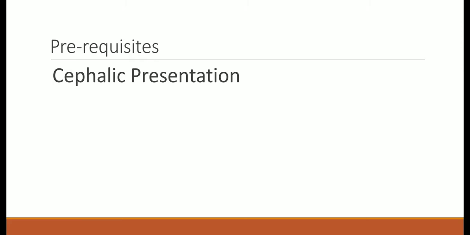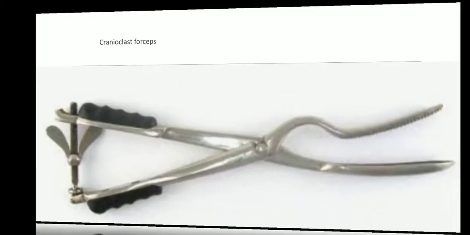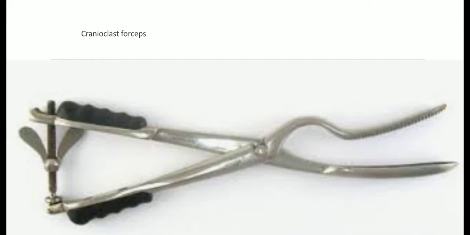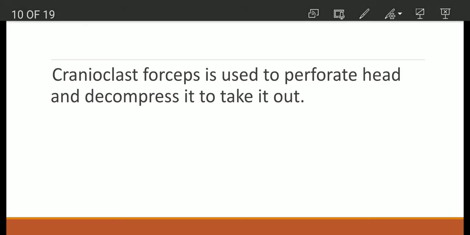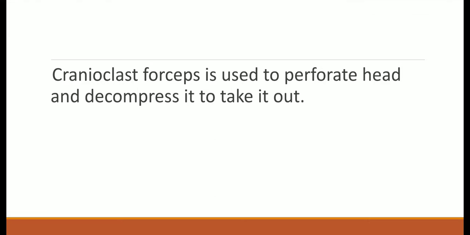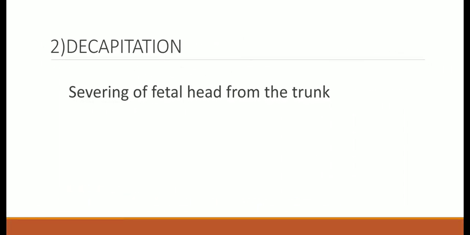Now, prerequisites include cephalic presentation, and the instruments used. The Simpson's perforator was used for this purpose, and also the craniotomy scissors. We also have the cranioclast forceps, which is of this shape. The cranioclast forceps is used to perforate the head and decompress it to take it out. The cranioclast forceps which we showed you was used to perforate the head of the fetus and decompress it.